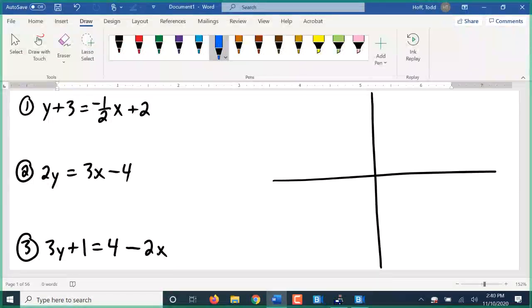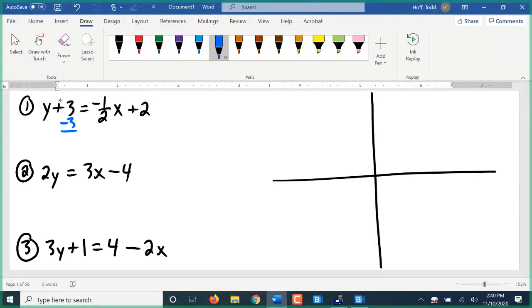So let's take a peek here. The first one, we have to get y by itself. Right now 3 is added to it, so we're going to subtract 3. Remember, when we add or subtract, we only have to do it to one piece on each side. When we add or subtract, we can only combine the other things that have the same name.